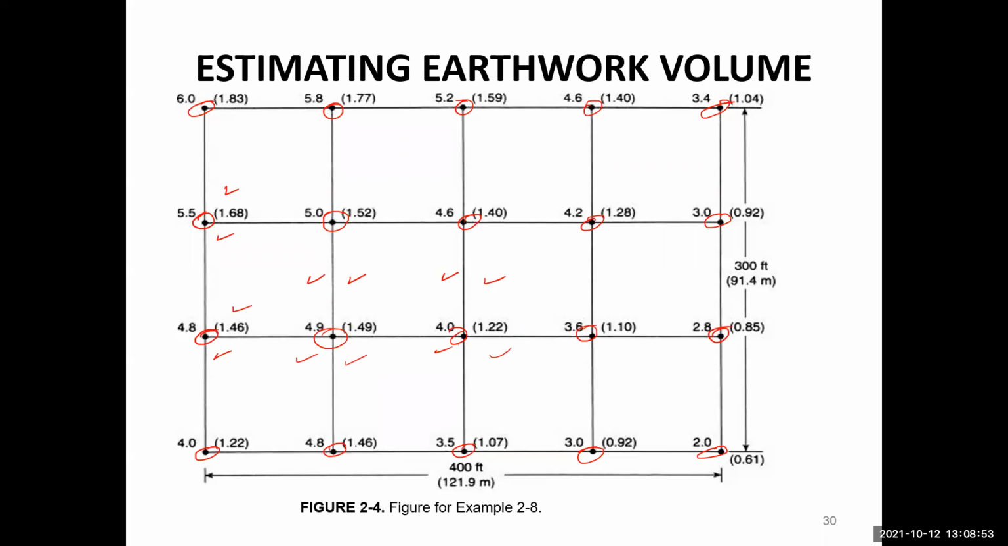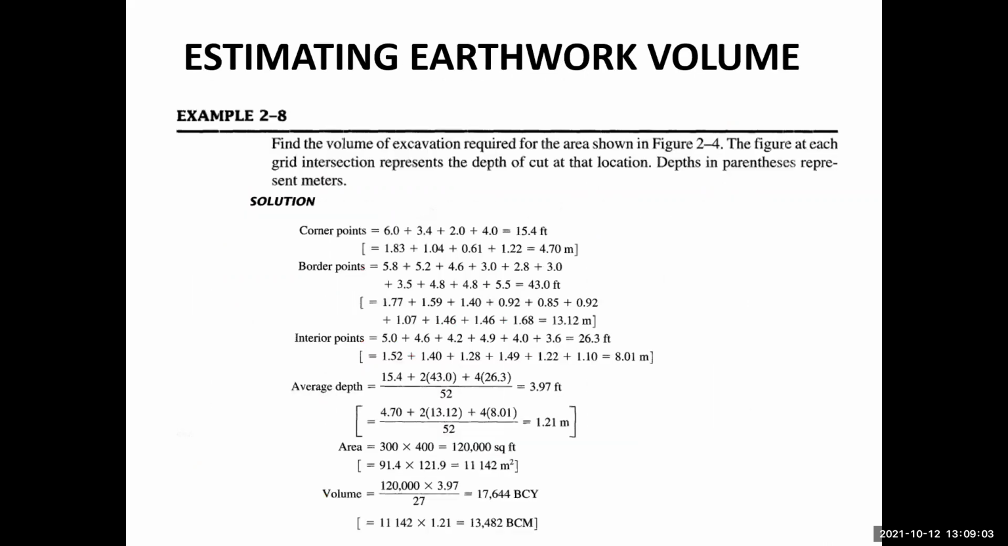I think this is also based on the trapezoidal rule or Simpson's rule for calculating areas. What we can do is take the corner points over here, and also the border points over here. We can add them all together, take the interior points over here, and then find their average depth. How can we find the average depth?